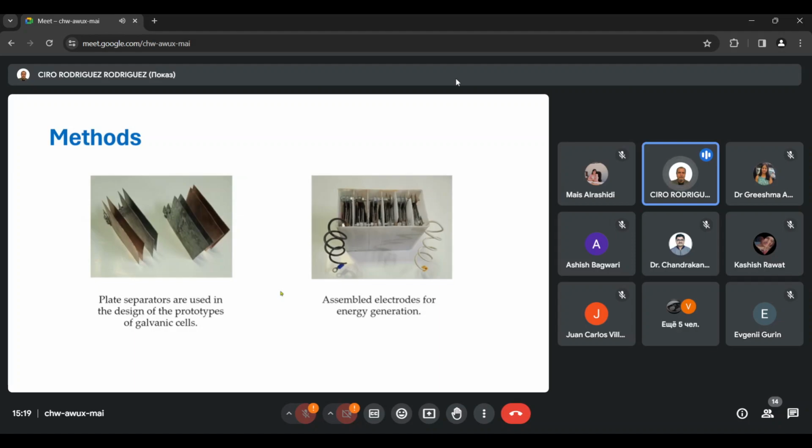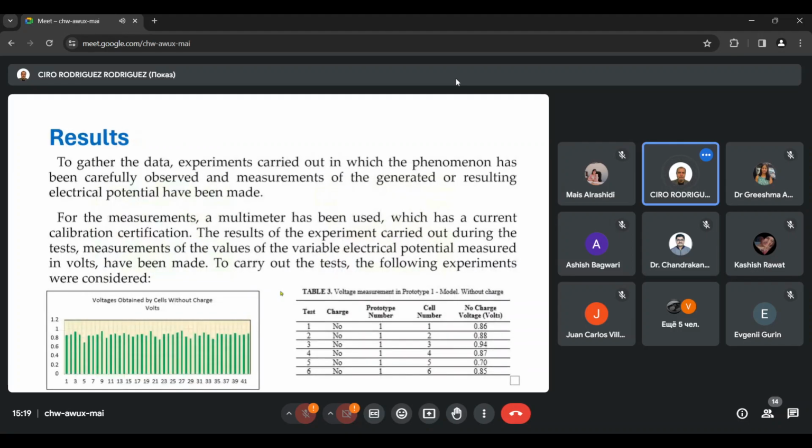You can pour the domestic gray water through here, and we can measure with the electrodes the generation of energy. So the result of the experiment was some different voltages. For example, in this test without charge in prototype number 1, for cell number one, the no-charge voltage generated was just 0.86 volts. Okay, so in each one of these tests, we get low voltage.